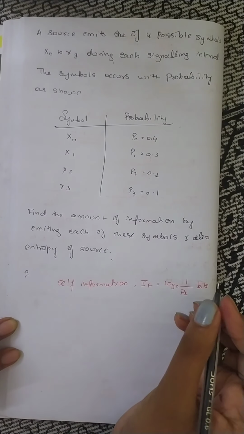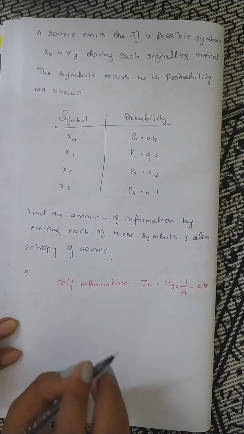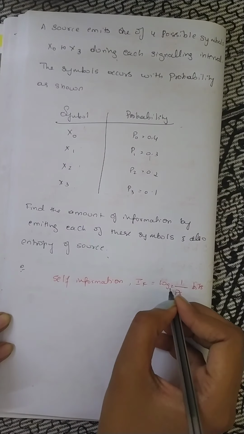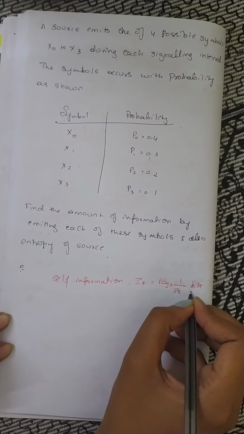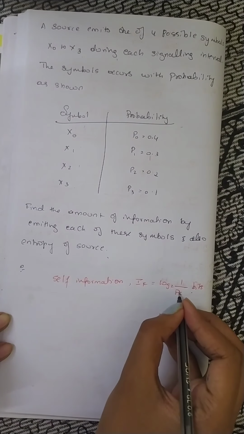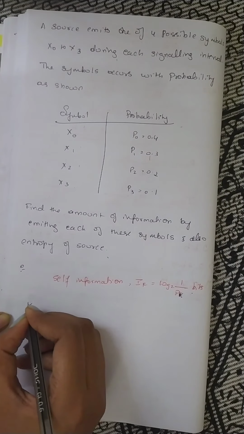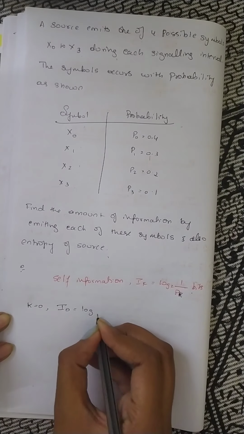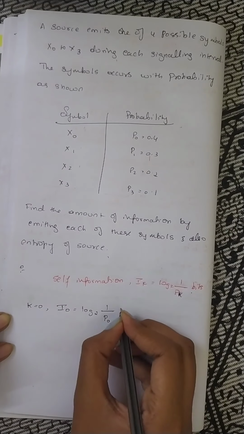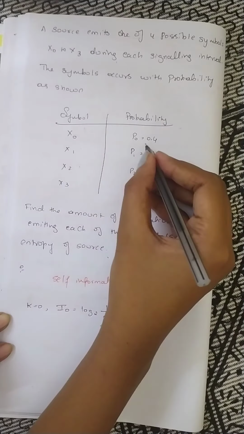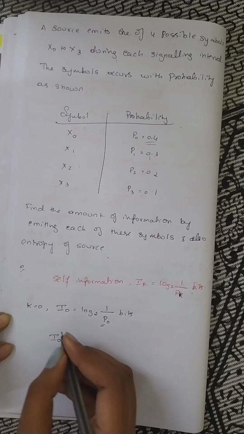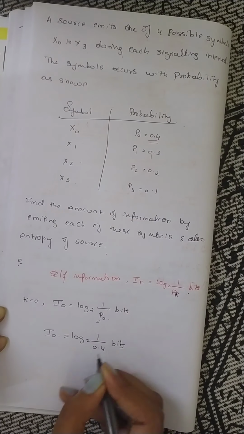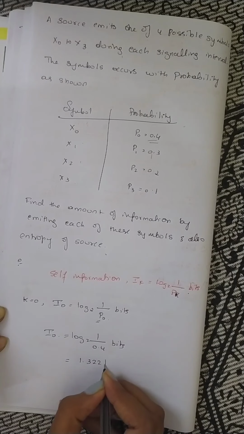So you have to find the self information of each of these symbols as well as the entropy H of S. You know the formula, self information is Ik equal to log to the base 2 of 1 by Pk bits. Now when K is equal to 0, I0 is nothing but log to the base 2 of 1 by P0 bits. You know the value for P0, it's 0.4. So I0 is equal to log to the base 2 of 1 by 0.4 bits. You will get the answer as 1.322 bits.